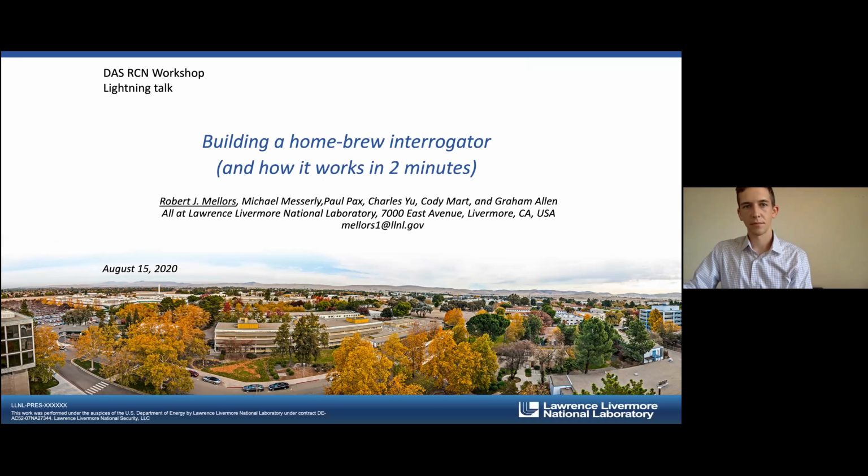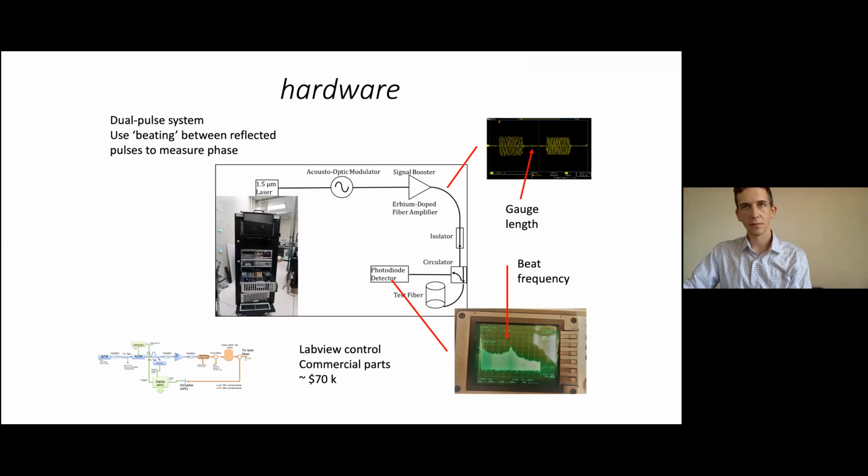Good morning. I'd like to describe some of our efforts in building a homebrew interrogator. We decided to build a dual pulse system that sends out 2 separate pulses, with the space between them corresponding to the gauge length, and then the reflected pulses beat together to give a beat frequency, which gives you an idea of the phase. In summary, a simplified schematic is in the middle.